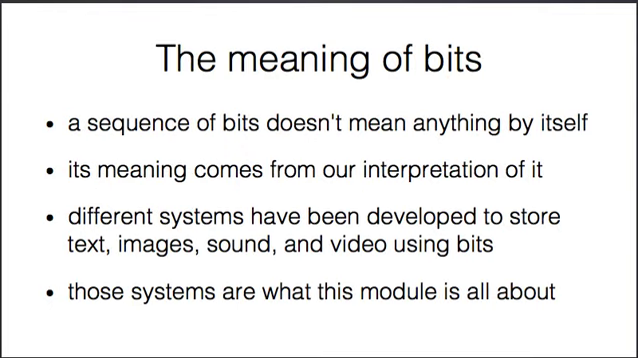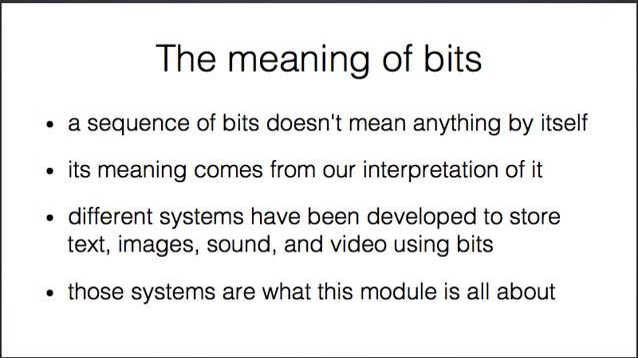So a sequence of bits doesn't mean anything by itself. That's really, really important. The meaning of the sequence of bits comes from our interpretation of it. So we might have an agreement with someone: if I have a sock on the door, that means one thing; if there's no sock on the door, that means something else. We have 1 bit there, but its meaning comes from the agreement I've made with someone about it.